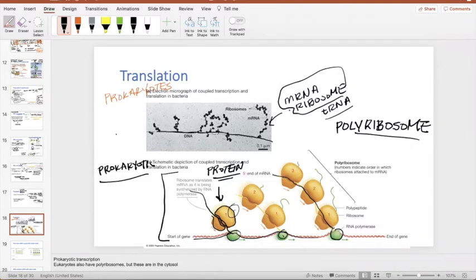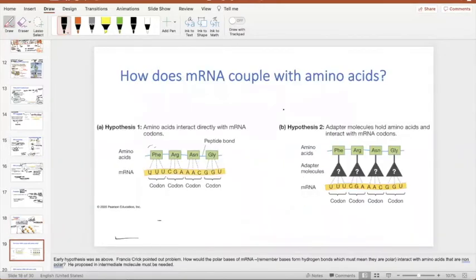Now, let's get back to this idea that we have an mRNA molecule and we have a ribosome. What we need is a way to go between the mRNA and the ribosome to make this protein. And that's what we're going to talk about next. How does mRNA get turned into amino acids?